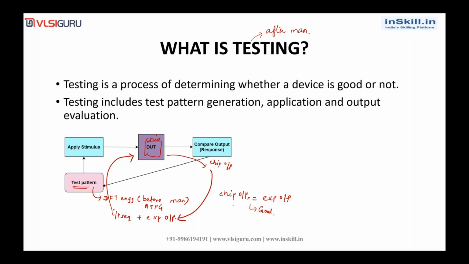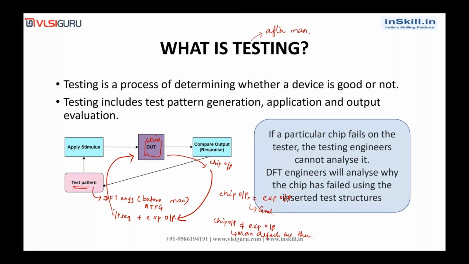If the chip output is not equal to the expected output, if it is different from the expected output, then it means that there are some manufacturing defects in the chip. Our chip has failed. After manufacturing, we will be testing our chips on the ATE, automatic test equipment. That is the tester.